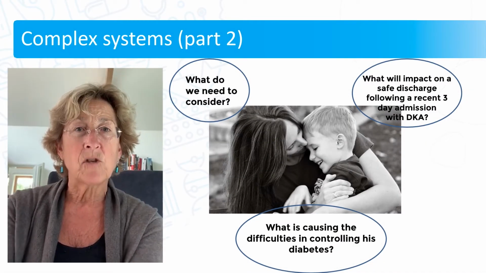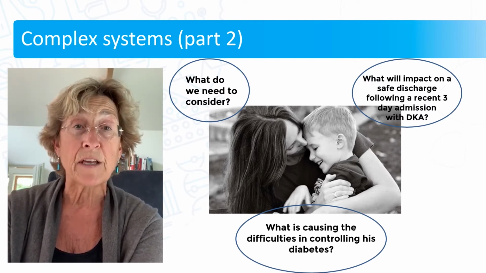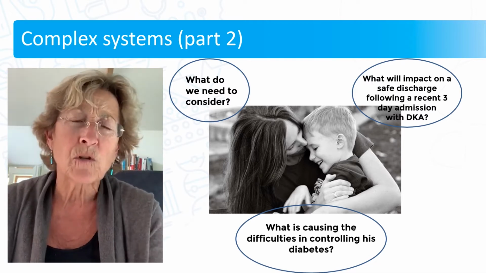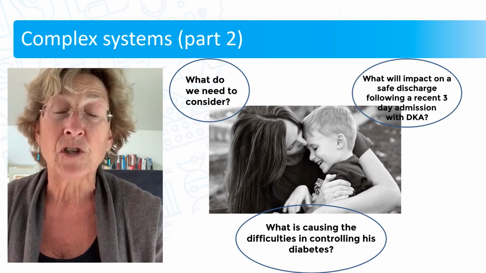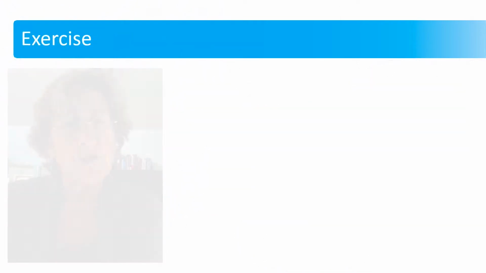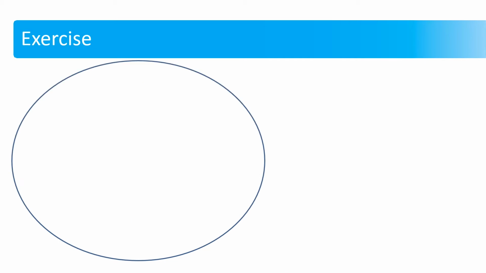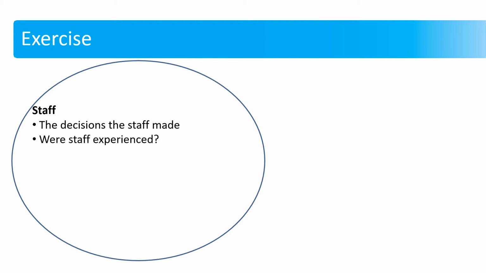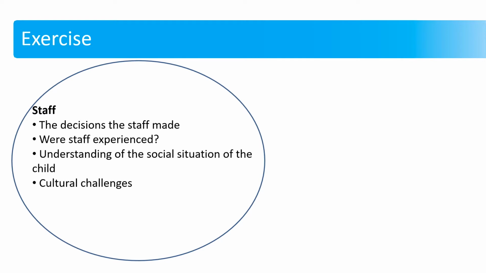Thanks for doing that. I'm sure you've come up with all sorts of different things. But here you will see the sorts of things that I suspect featured, and maybe you've got other things too, which is important. The decisions the staff made, whether they were experienced in perhaps thinking about the social situation of this child, or understood perhaps some of the cultural challenges that were present. Whether they were in fact expert in looking after complex diabetes, or perhaps were covering for somebody.